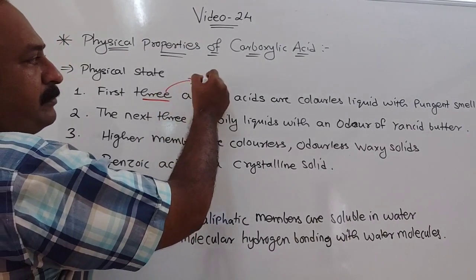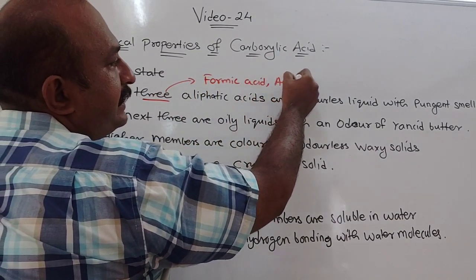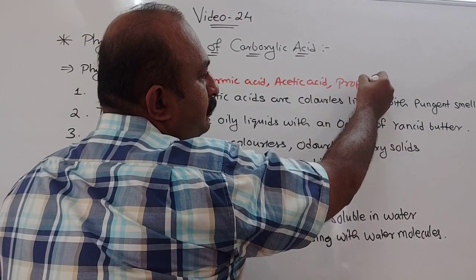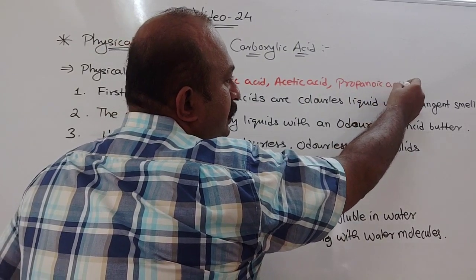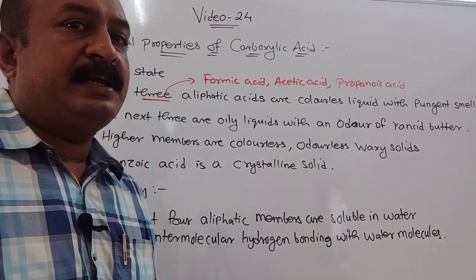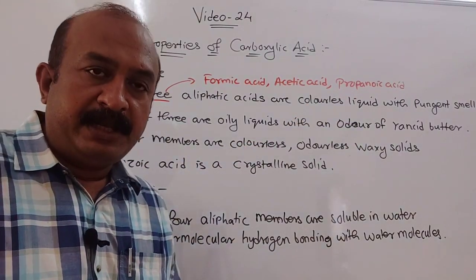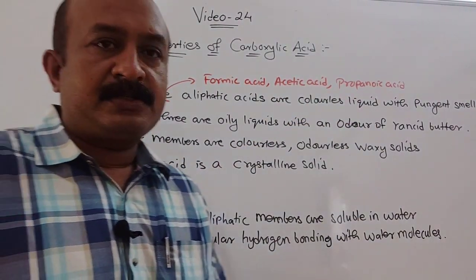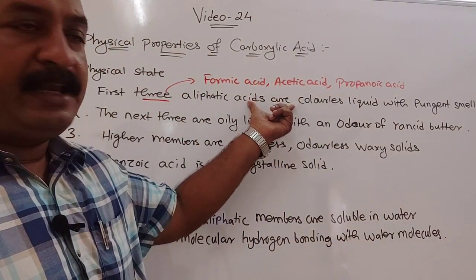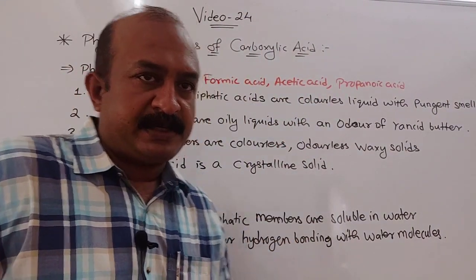Now when we talk about the first three members, what do we mean? The first is formic acid, then acetic acid, then propanoic acid. Which acid? Propanoic acid. Understood? So these are the first three members we are discussing. They are colorless liquids with a pungent smell. Vinegar you must have studied about, that is sarko in Gujarati. So you know the vinegar smell. These come in the first three aliphatic acids. They are colorless liquids with a pungent or unpleasant smell.